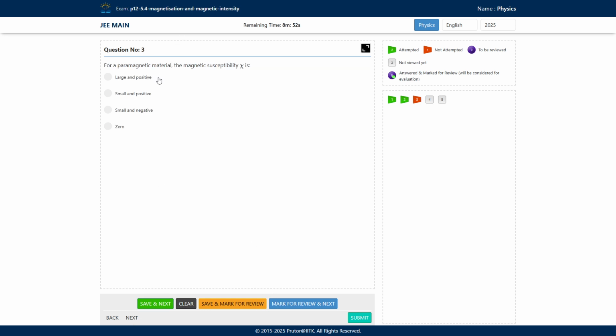Next, for paramagnetic materials, the magnetic susceptibility chi is large and positive, small and positive, small and negative, or zero. Okay, second. If the relative permeability mu r of a material is 400, then what is its magnetic permeability? 400 mu naught, mu naught by 400, 399 mu naught, or 401 mu naught. We know that mu is equal to mu naught mu r. So mu r is given as 400. So what is mu?